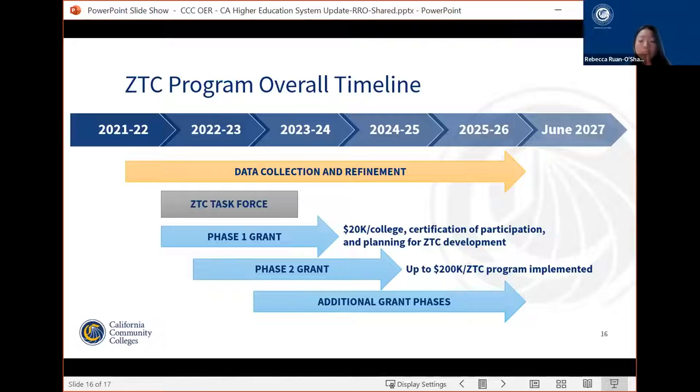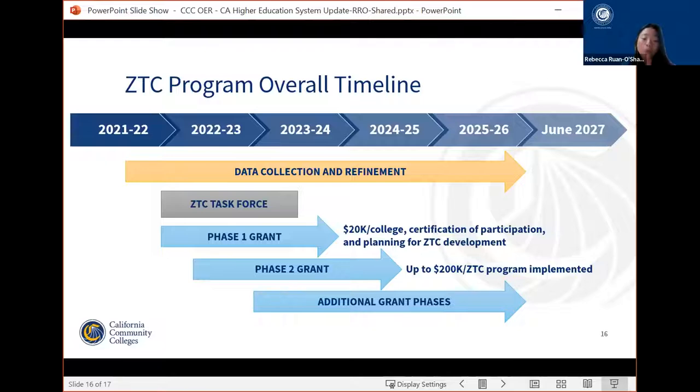And then future funding phases will be informed by the analysis of the task force and its recommendations, and also the findings from the first two phases of the grants, so we can make a better-informed decision in terms of future grant allocation. And there are two things I want to mention. One is the top yellow arrow, right? Data collection and refinement has to be in place for us to evaluate impact. And it has to be long enough for us to see the outcome, because these are fundamentally degree programs.